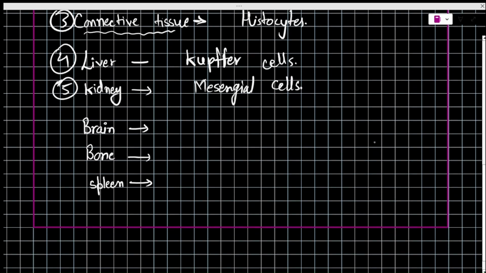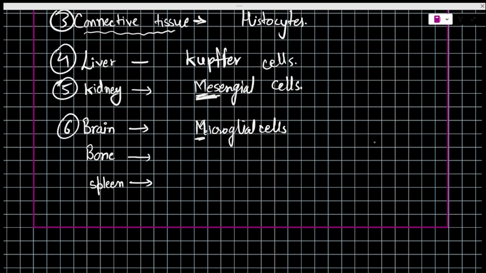And sixth number is that for the brain. So after kidneys, it also starts from M, and brain's microglial cells. Microglial cells are found in brains. It also starts with M, but you can get it from glial cells, which are found in brains only.